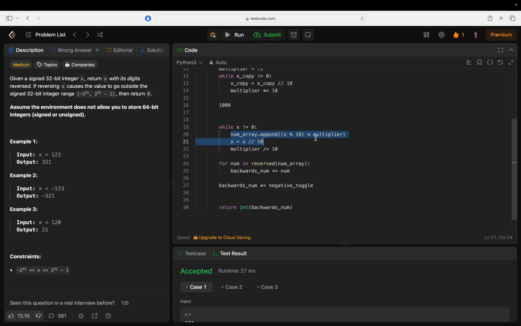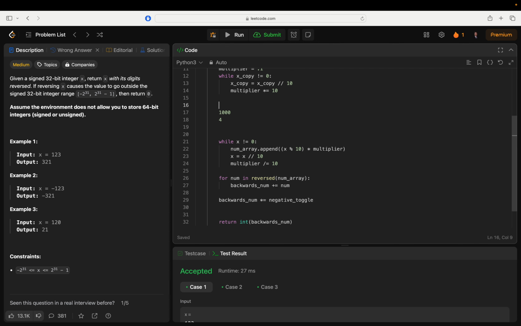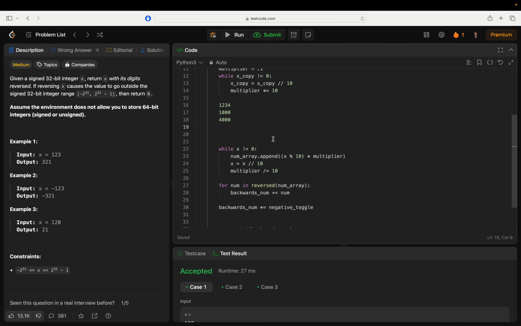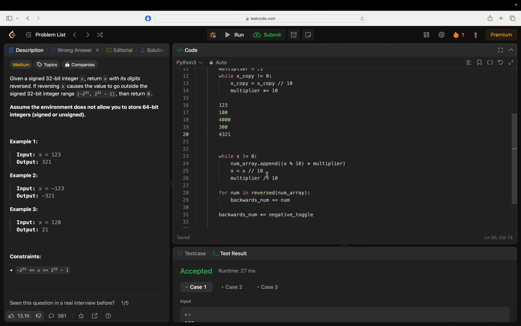So we take the lowest number by taking modulo 10 of x. If x is 1, 2, 3, 4, then modulo 10 will give us 4, and we multiply that by the multiplier, and that will give us 4,000. Remember, the initial number would be 1, 2, 3, 4. So now we have 4,000, and then we divide the multiplier by 10. Then we floor divide 1, 2, 3, 4, and we get 1, 2, 3. Modulo 10, now we get 3, and the multiplier is now 100, so it's 300, and so on until we get 4, 3, 2, 1.